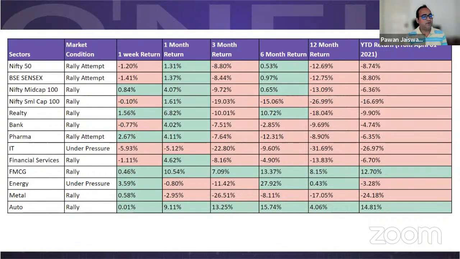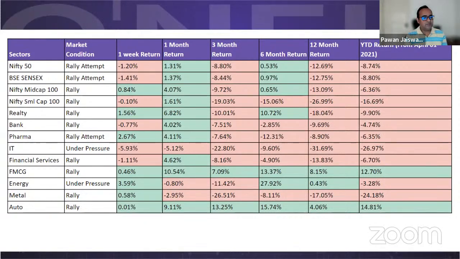If I talk about Nifty and Sensex, both are in rally attempt, but the rest of the other major sectors, like bank, are already in rally. If I talk about FMCG, it is already in rally. Auto, another major sector, is already in rally mode or confirmed uptrend as per O'Neill methodology.